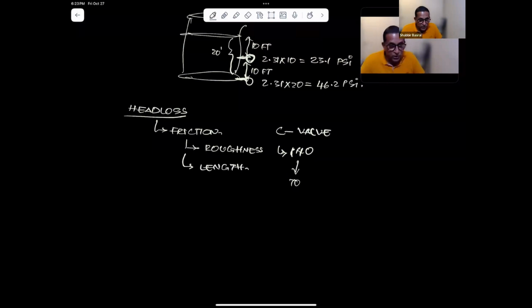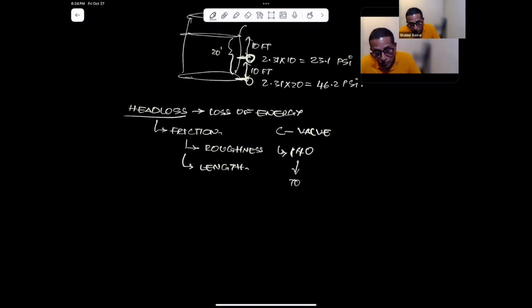Of course, that means if I'm pumping my fluids or water over a longer distance, I'm going to have more friction losses or more head losses. So head loss is basically the loss of energy. That means you will need to provide additional energy to overcome the friction forces.